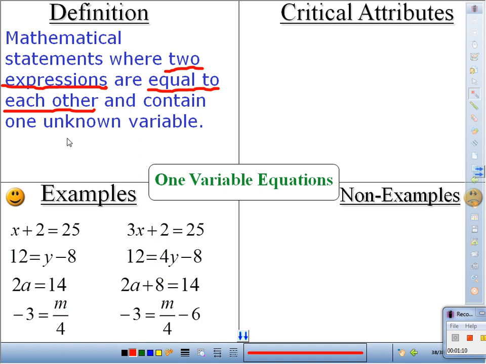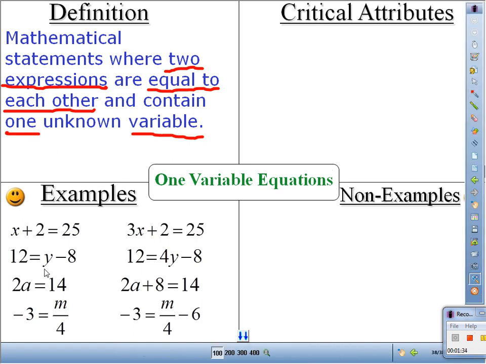However, what is the last requirement? Only what? One variable. So far so good? Once again, one variable equations are what? Two expressions equal to each other, one variable.